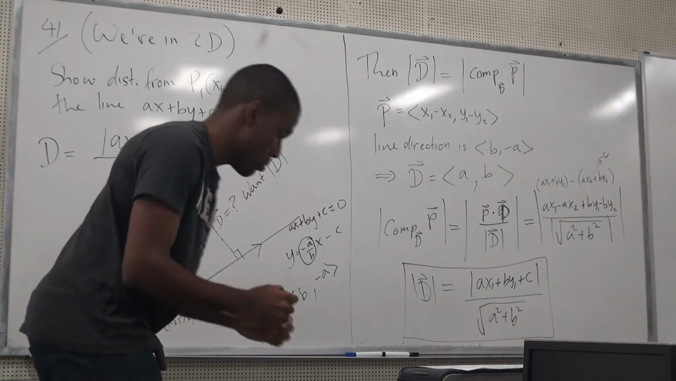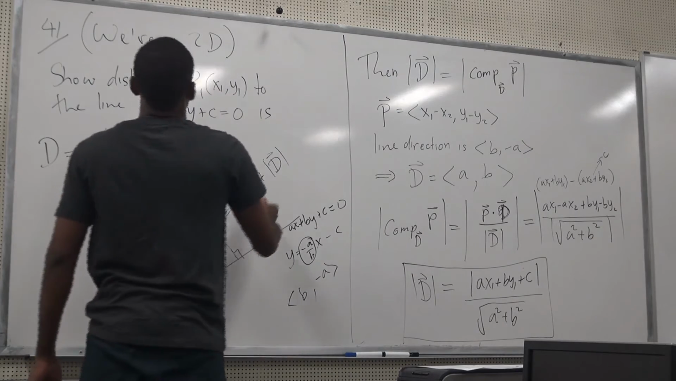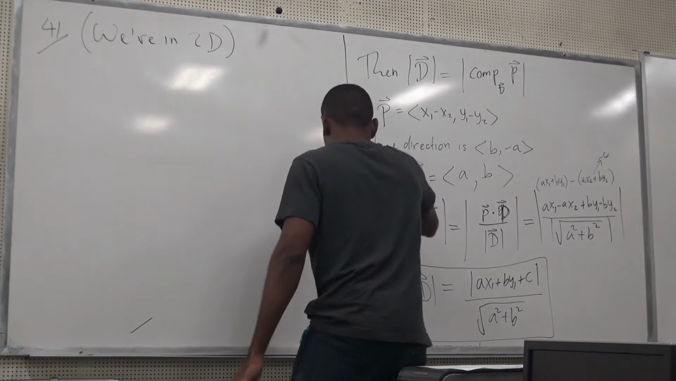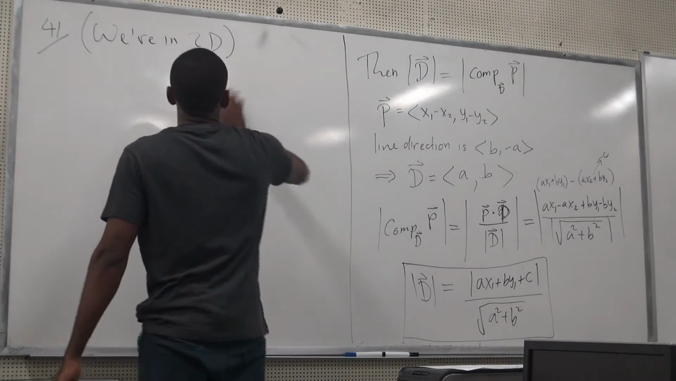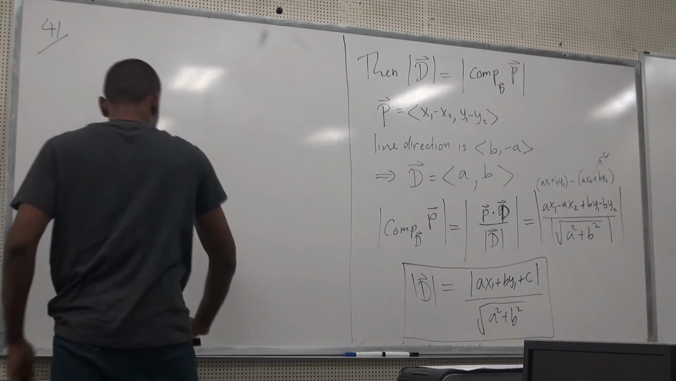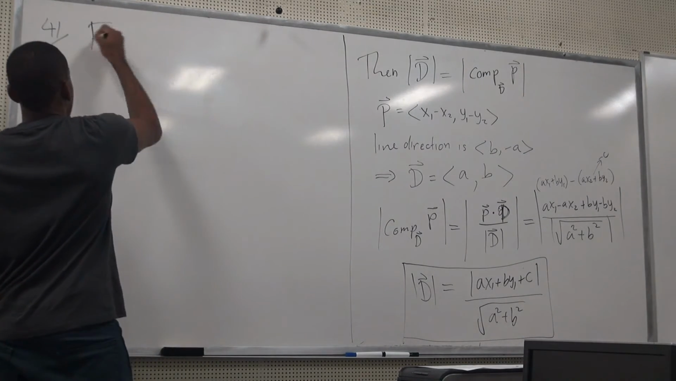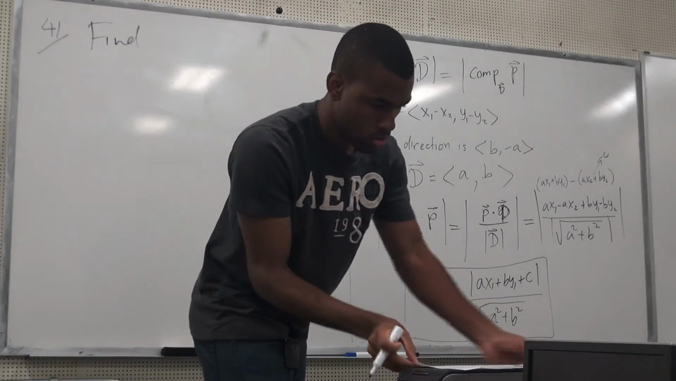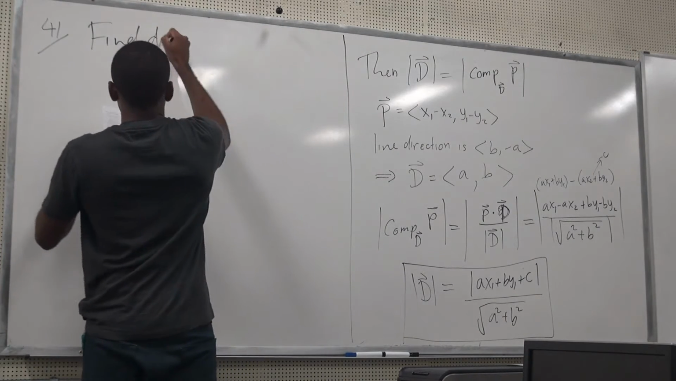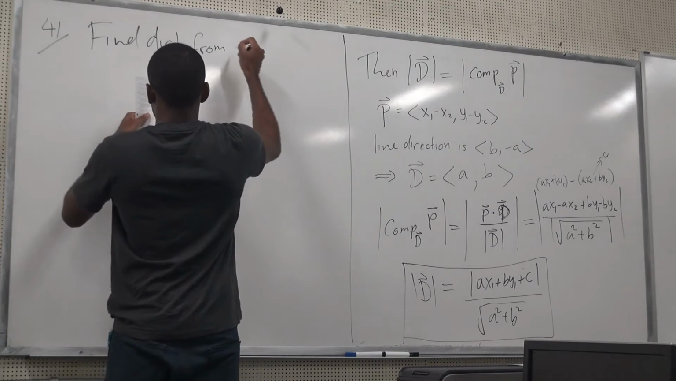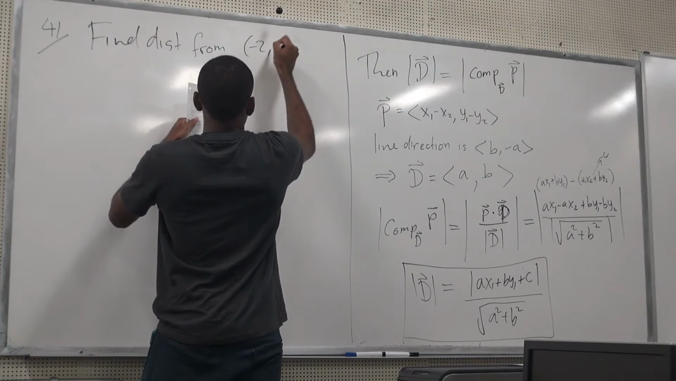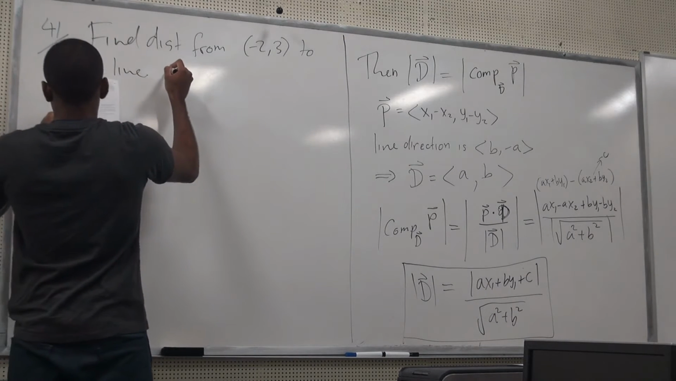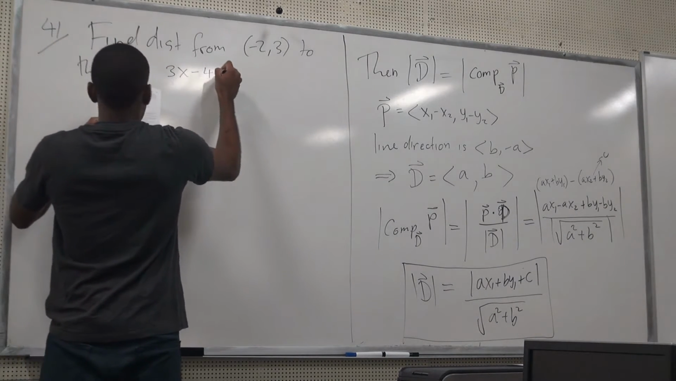Okay, so now that we know that, let's use it. Find the distance from the point (-2, 3) to the line 3x minus 4y plus 5.